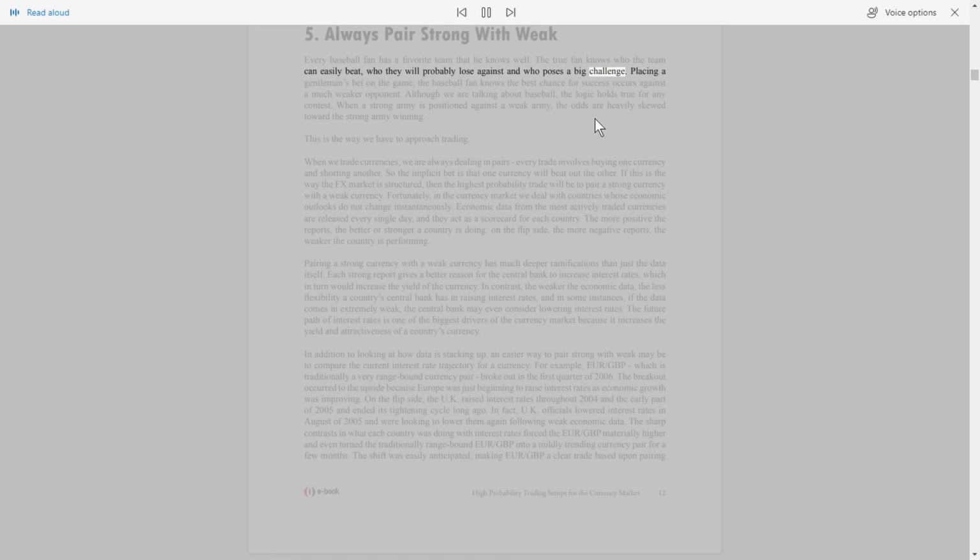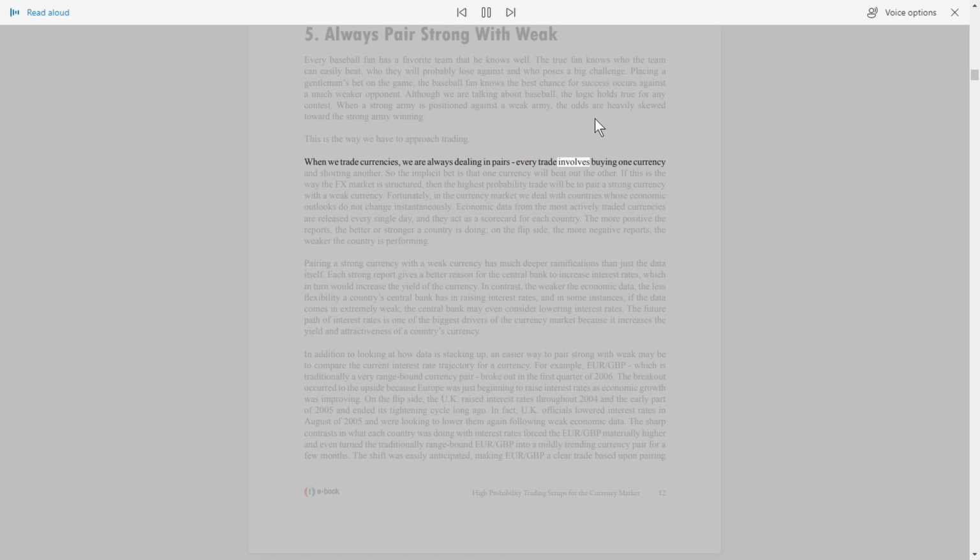Placing a gentleman's bet on the game, the baseball fan knows the best chance for success occurs against a much weaker opponent. Although we are talking about baseball, the logic holds true for any contest. When a strong army is positioned against a weak army, the odds are heavily skewed toward the strong army winning. This is the way we have to approach trading. When we trade currencies, we are always dealing in pairs.